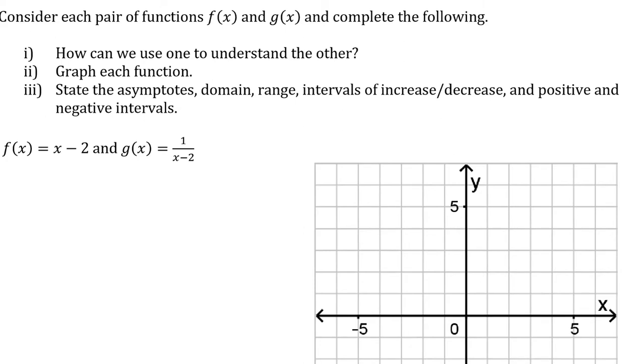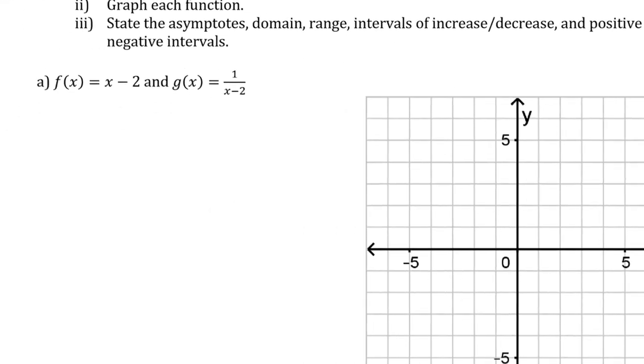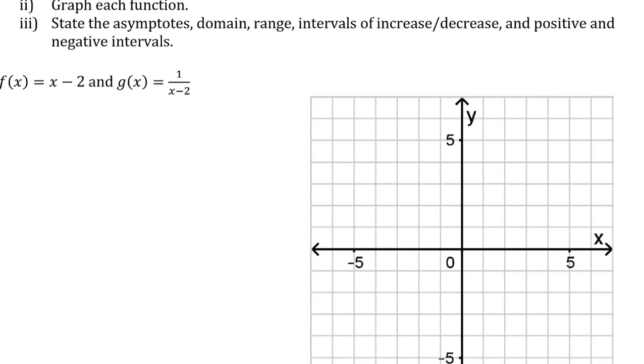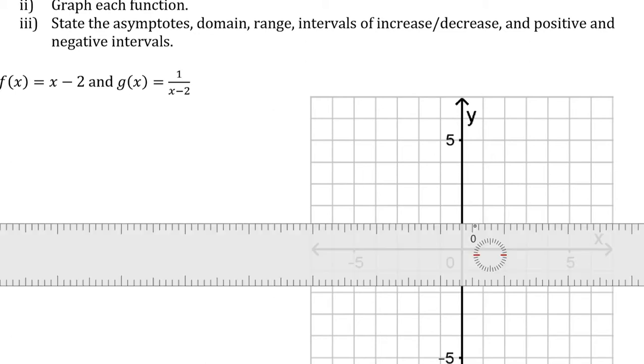Okay, so we're going to start by graphing f. What is f? What kind of function? Linear function. So polynomial linear, straight line. That's an easy one to graph, right? It has a y-intercept of -2 and a slope of 1.